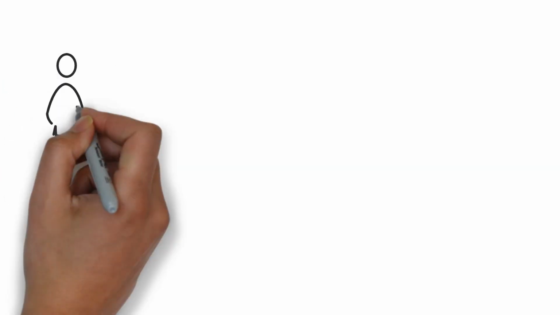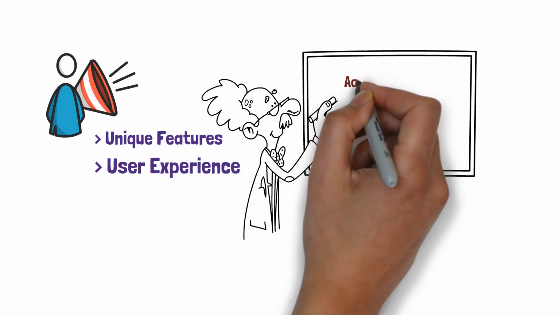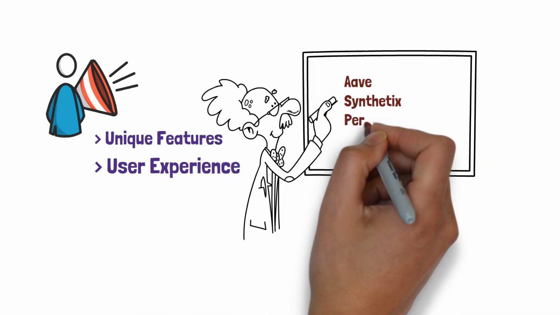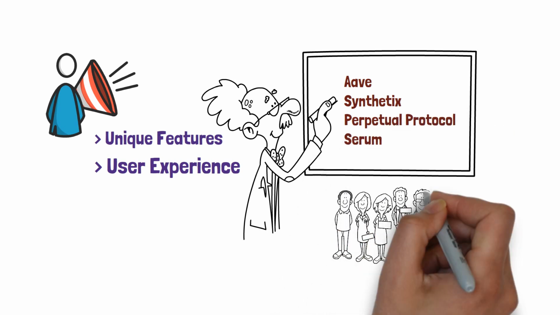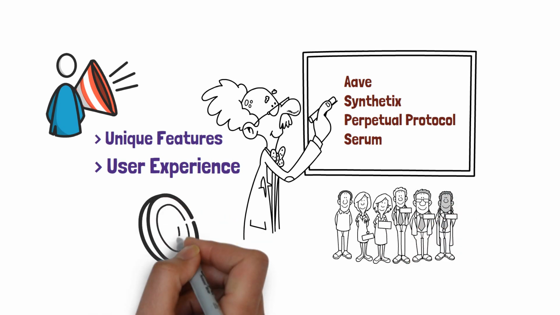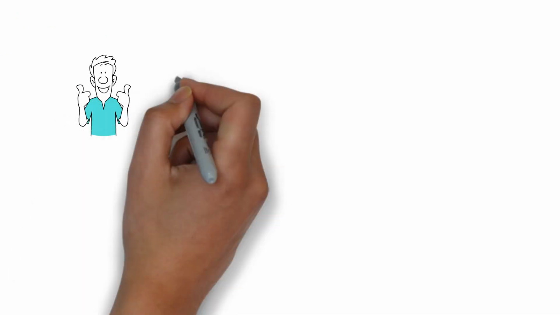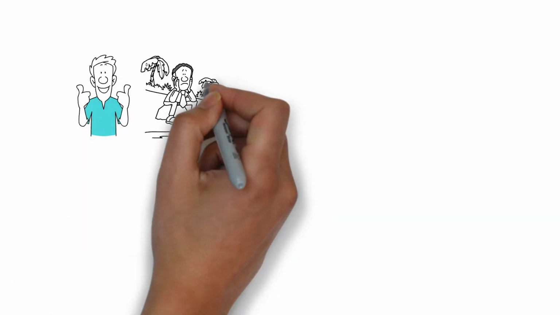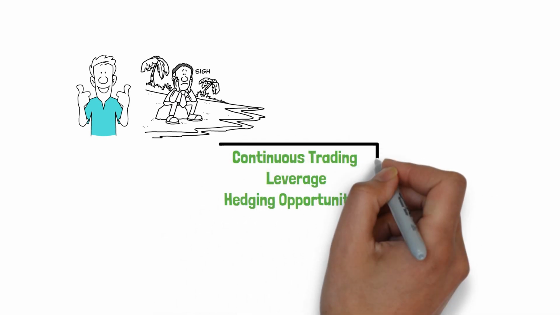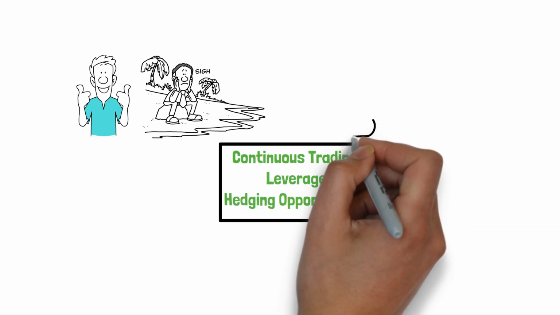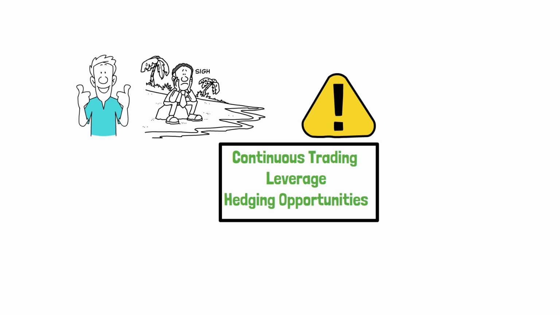Several popular platforms offer perpetual protocols, each with its unique features and user experience. Some of the well-known platforms include Aave, Synthetix, Perpetual Protocol, and Serum. Before engaging with any platform, it's essential to conduct research and ensure it aligns with your trading goals and risk tolerance. As a beginner, exploring perpetual protocols can be both exciting and challenging. These protocols offer continuous trading, leverage, and hedging opportunities within the dynamic world of decentralized finance. However, it's crucial to approach perpetual protocols with caution and understand the risks involved.